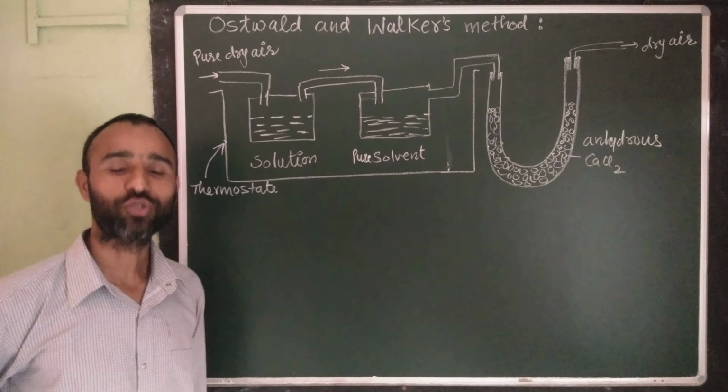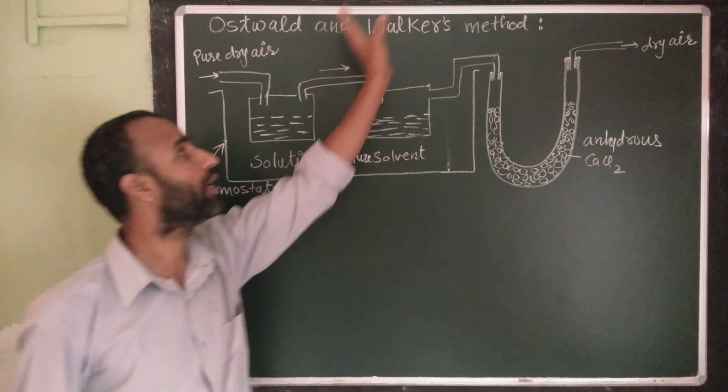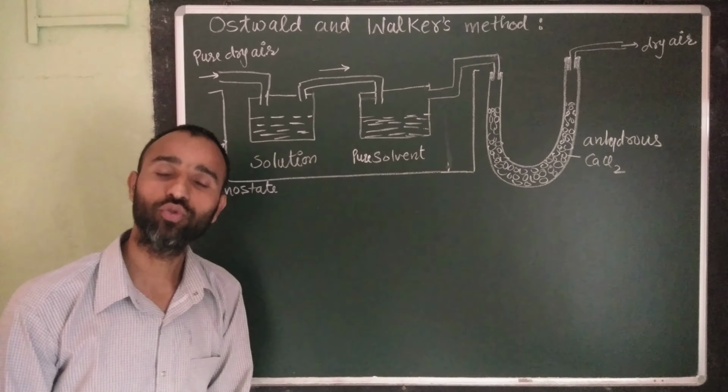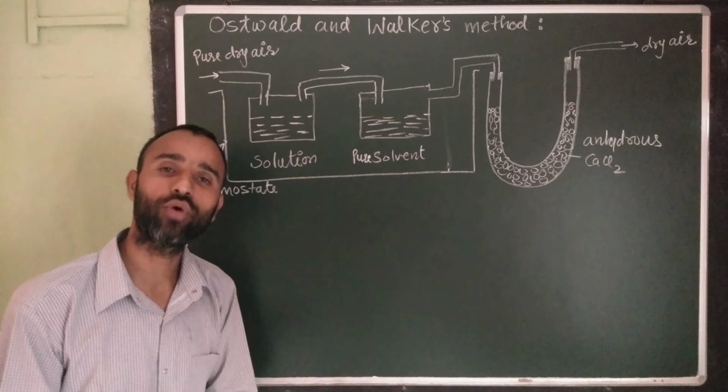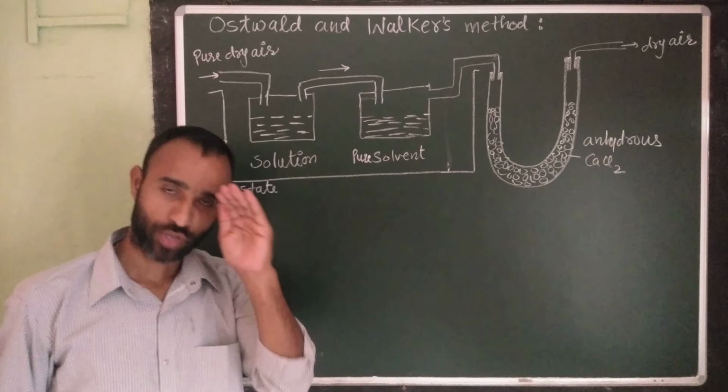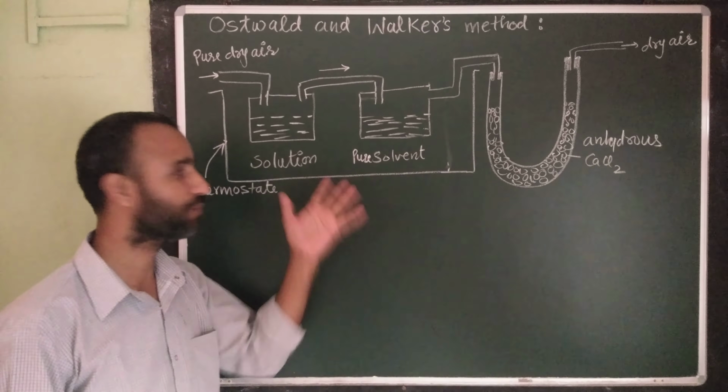Namaskar doston. So today we will discuss Ostwald and Walker's method. It is used to calculate relative lowering of vapor pressure experimentally. So what is the experiment?